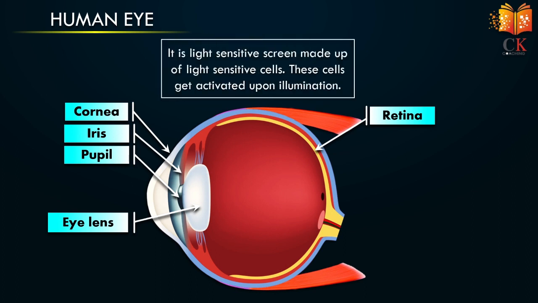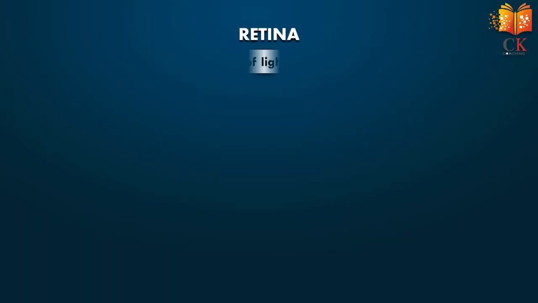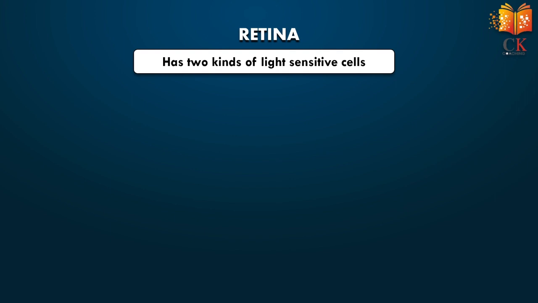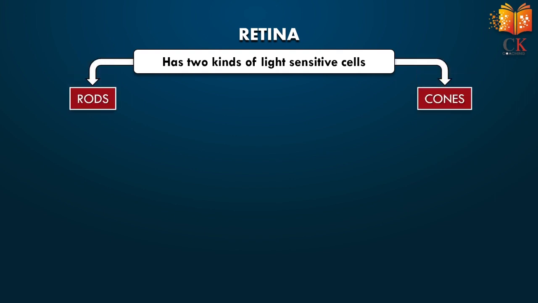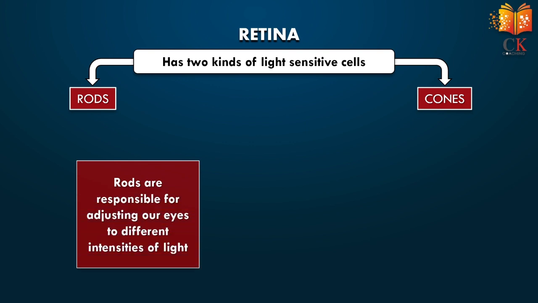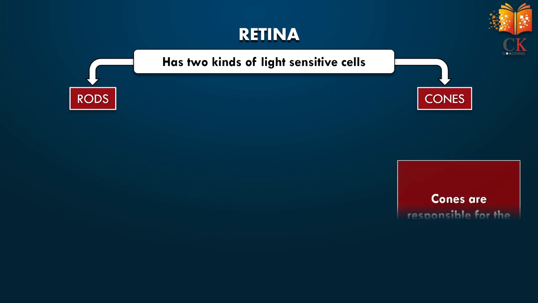So this is how we'll define it, that what is retina? It is a light sensitive screen made up of light sensitive cells. इसके बारे में अभी हम देखेंगे कि what are the different cells present. So what are the two different kinds of light sensitive cells? Lower classes में पढ़ा है. These are nothing but the rods and the cones. So basically rods are responsible for adjusting our eye to the different intensity of the light, and the cones are responsible for perception of color कि कौन से color का है.